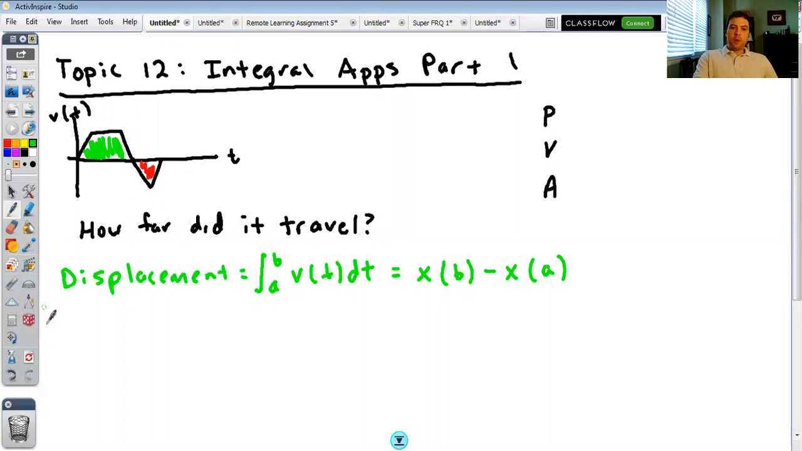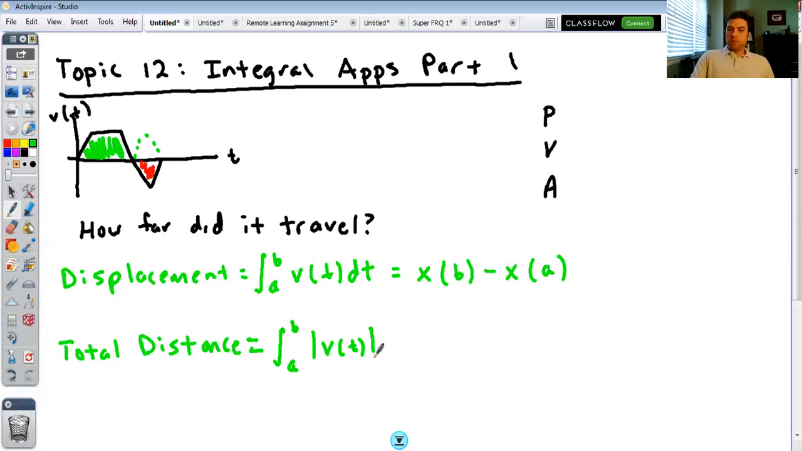So the other question is, what about how far it went? So total distance traveled. You know, not just where am I at compared to where I started, but how far did I actually go? And this is really easy to see on the graph. In order to figure out how far you went, you need to take how much you traveled to the right and take this region that's below and make it positive. So you're going to make all of your areas positive and do a total area to get total distance. Algebraically, this would be the integral from A to B of the absolute value of velocity.